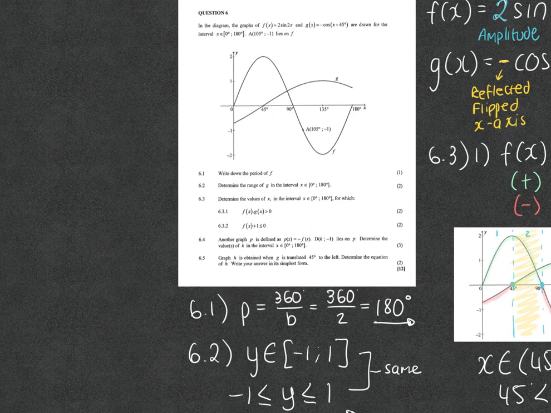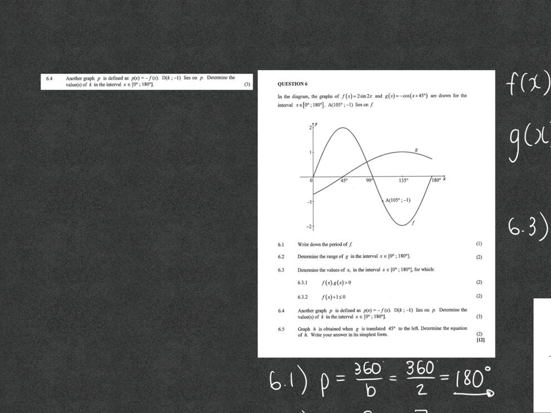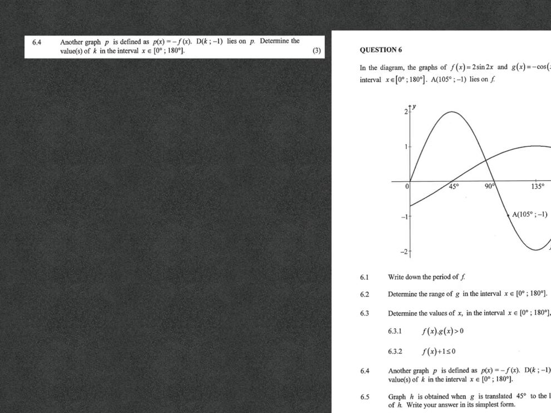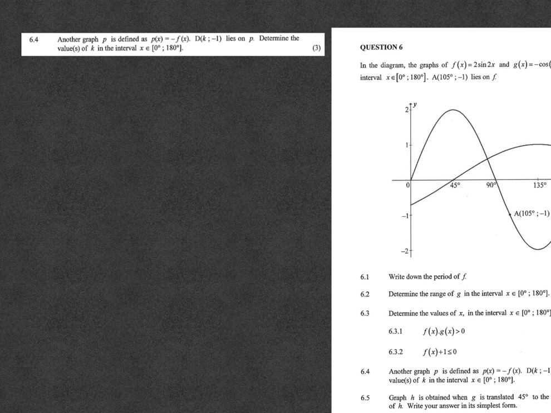They say values. So let's have a look and see what's happening. It's worth 3 marks, so a good amount of marks here. We have now taken the f of x graph and we're just putting a minus. So let's just write out P of x's function. P of x is equal to minus f of x, which is actually equal to minus 2 sine of 2x.